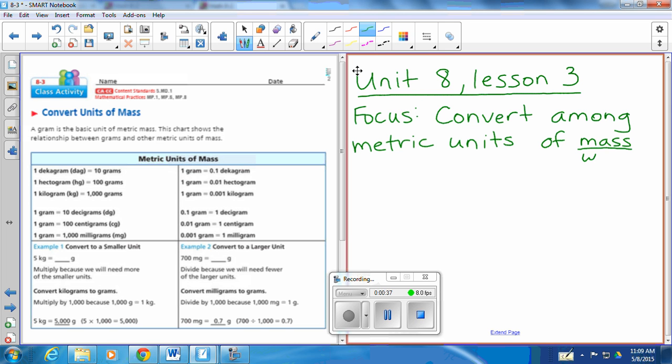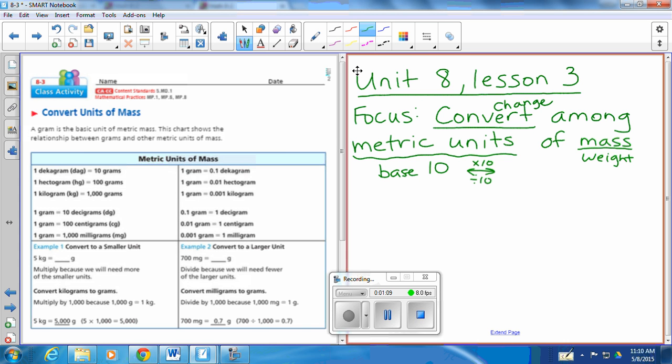Mass is weight, how much something weighs, how much space it's taking up. So how much it weighs. So remember, metric units are base 10. So as we move in either direction, we're multiplying or dividing by 10. Okay, so it's just times 10, times 10, times 10, times 10 as we get larger, divided by 10, divided by 10, divided by 10 as we get smaller. And convert, we know, means to change.